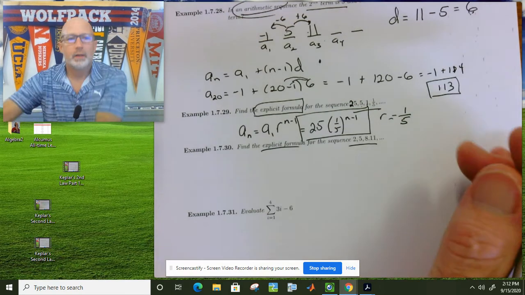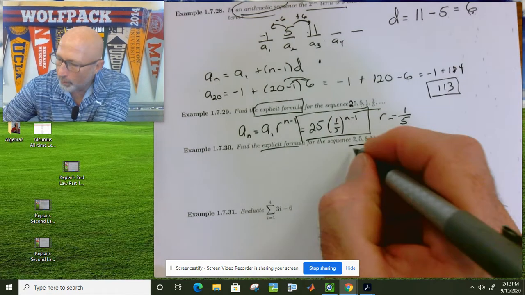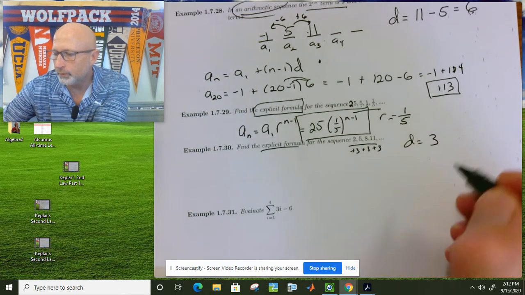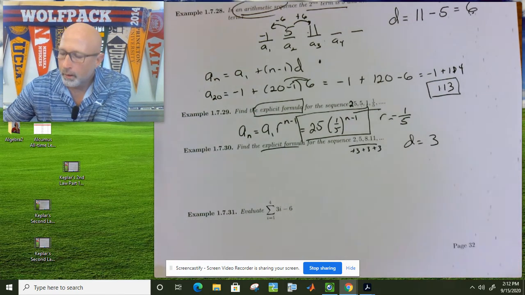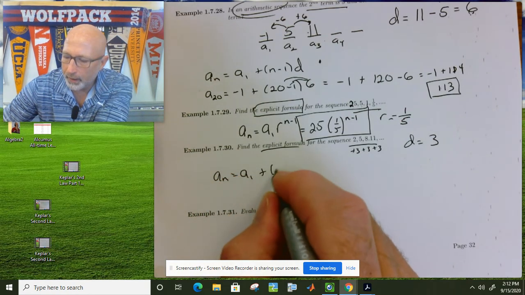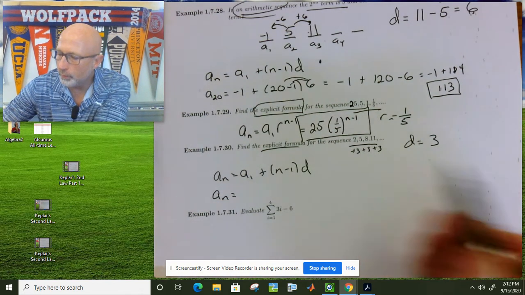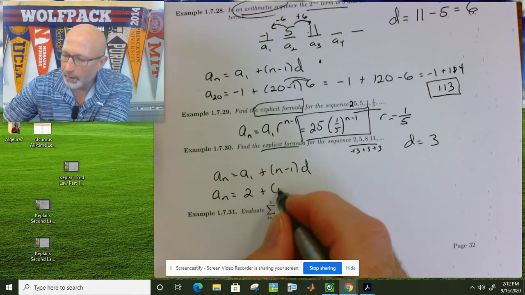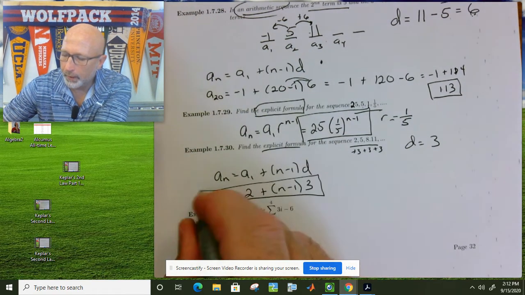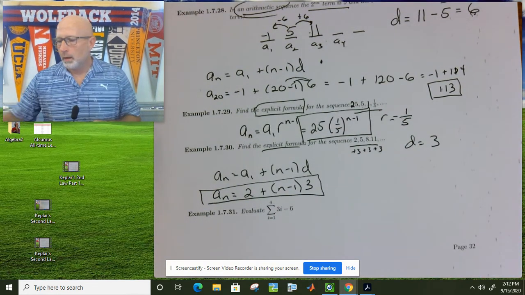Okay, once again, find the explicit formula. Now, I didn't tell you if this is arithmetic or geometric. So is it adding up by the same thing each time, or is it multiplying? If you notice, you go plus 3, plus 3, plus 3. So the common difference there is 3, so this is arithmetic. The formula for an arithmetic is a of n is equal to a of 1 plus n minus 1 times d. A of n is equal to a of 1, which is 2, plus n minus 1 times the common difference, which is 3, and that is my answer.